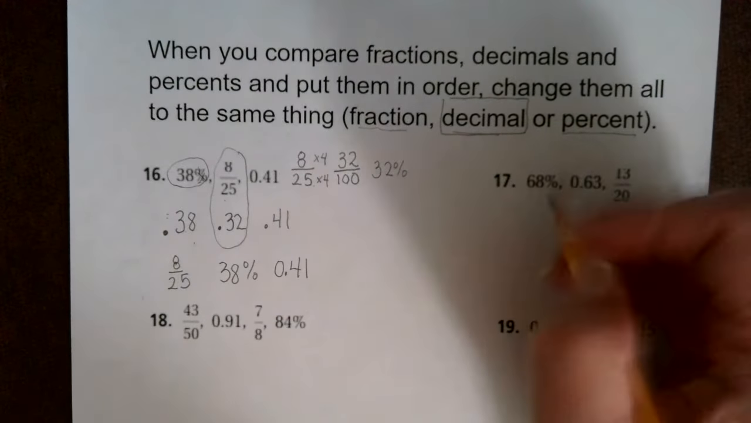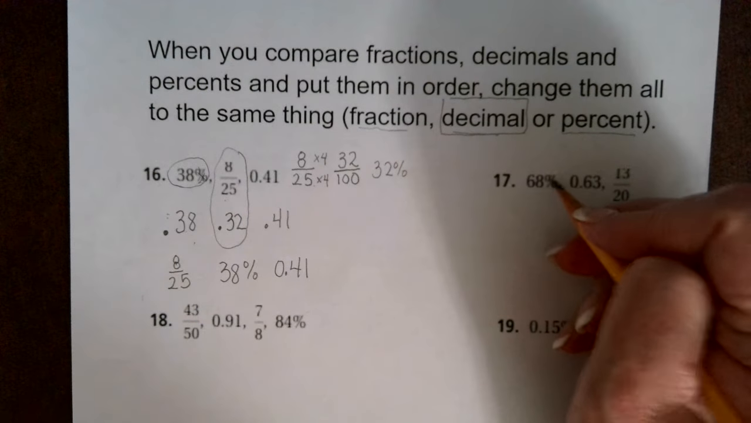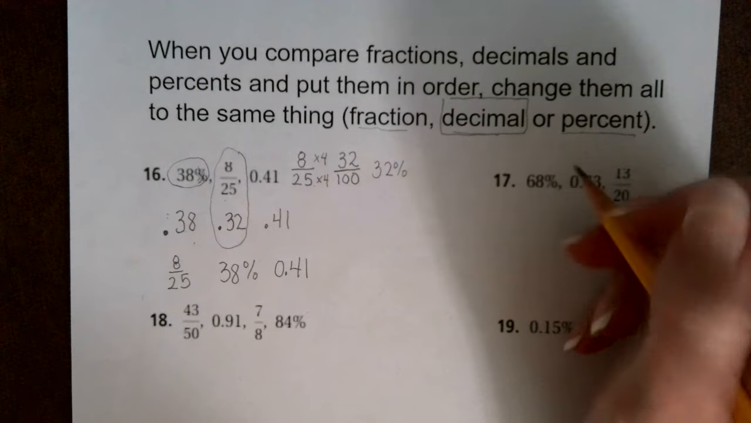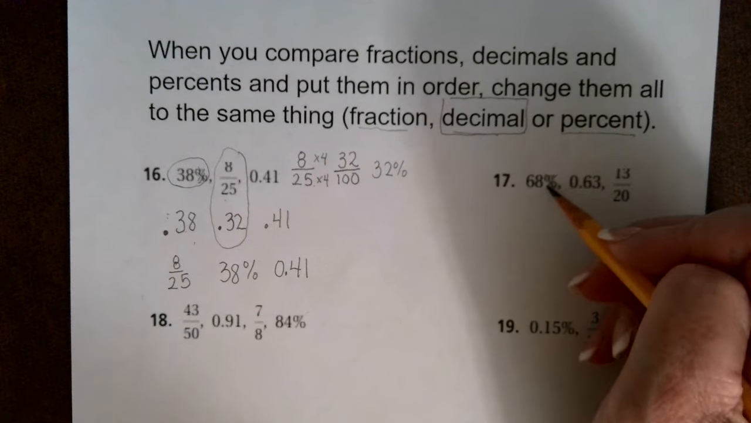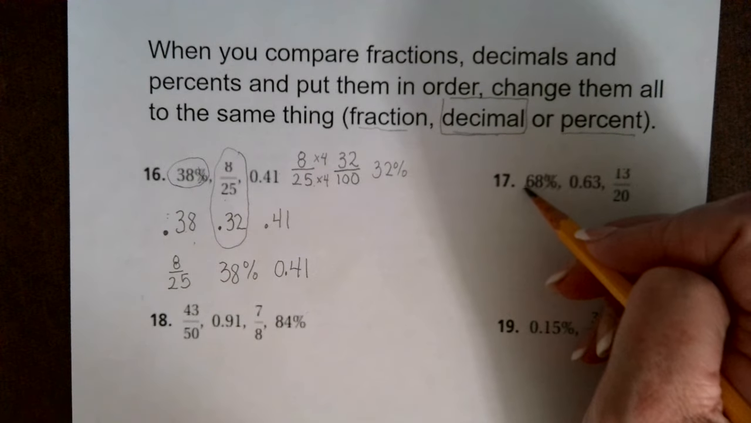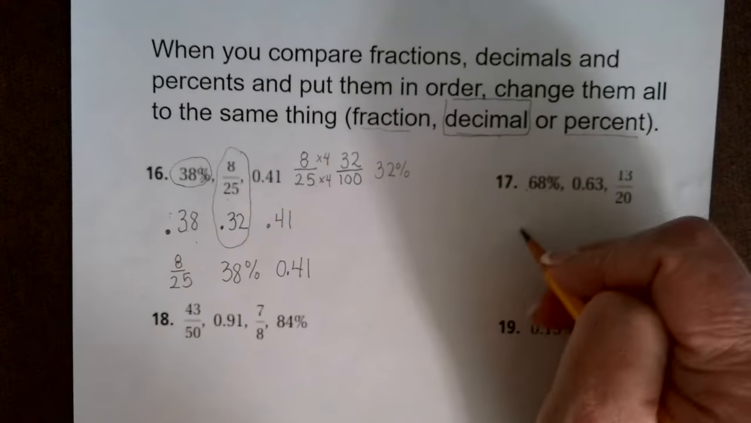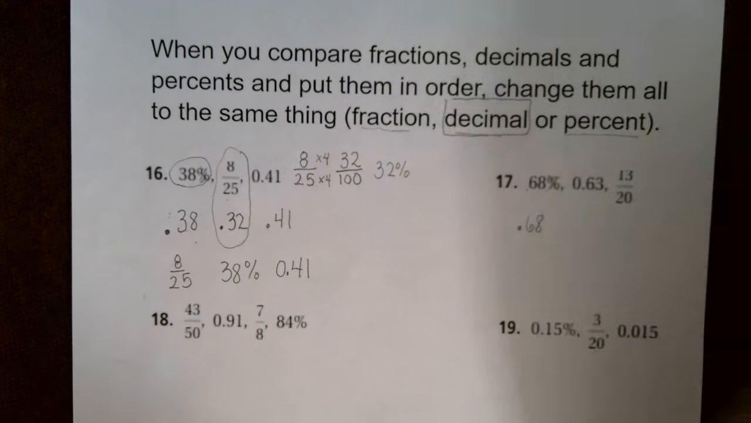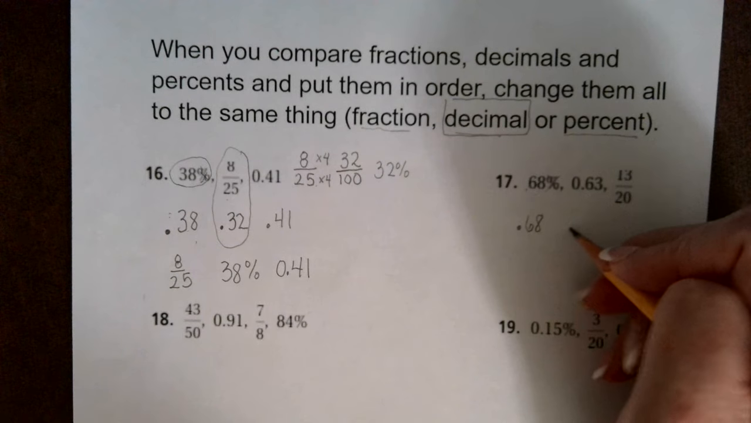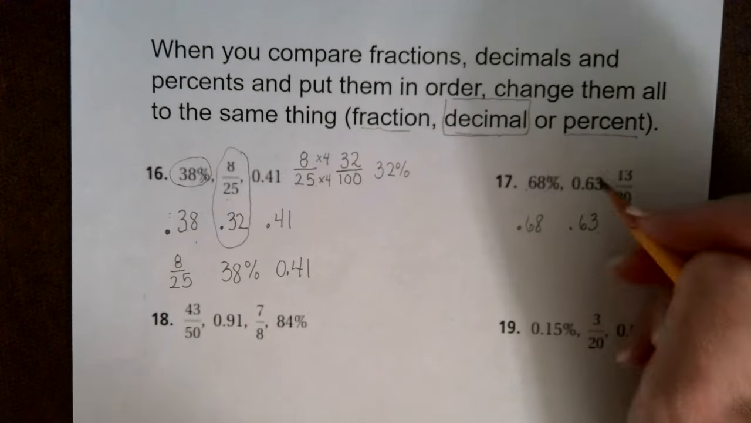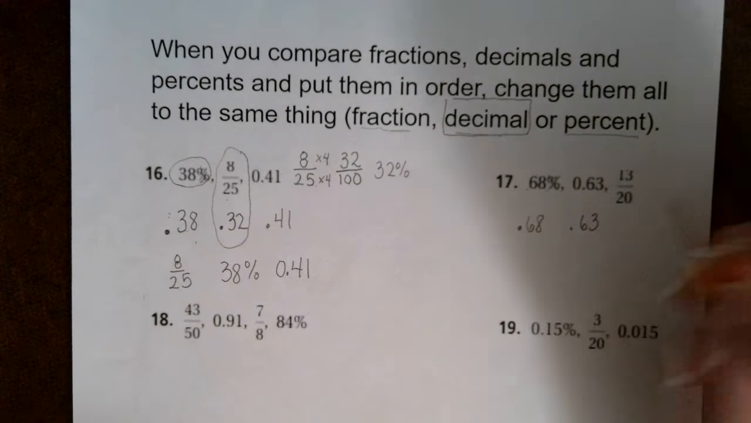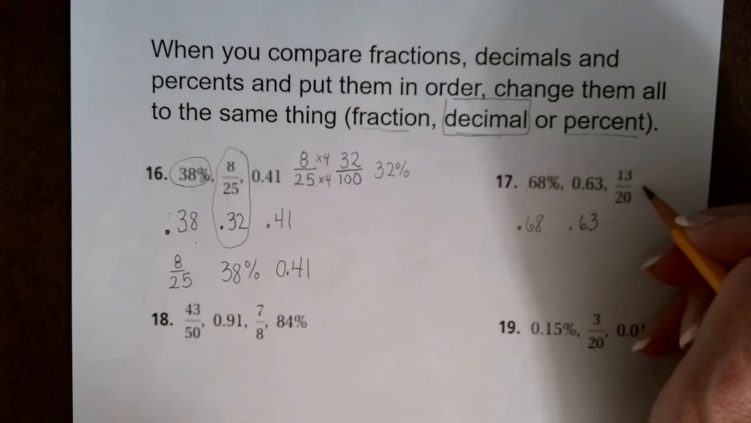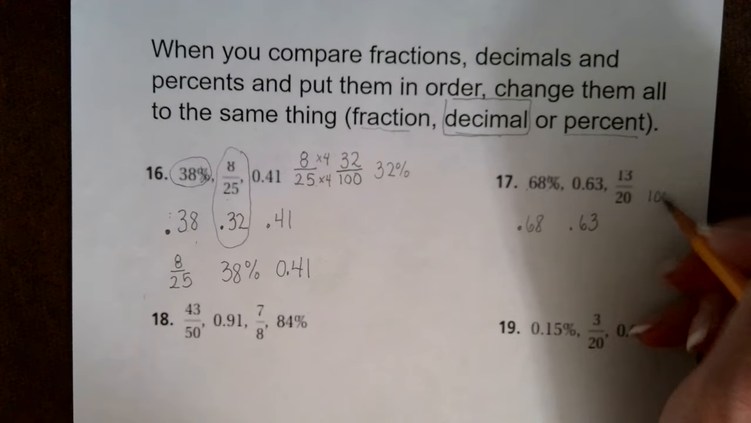We take the 68%. If I'm changing that to a decimal, I take off the percent sign and I move the decimal back 2 places. So 68% is 68 hundredths. We already have 63 hundredths for our decimal. And then 13 twentieths, I'm going to change to hundredths.